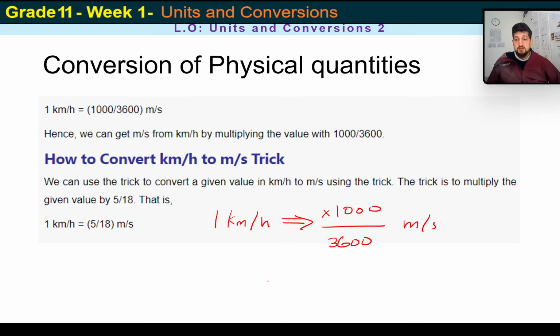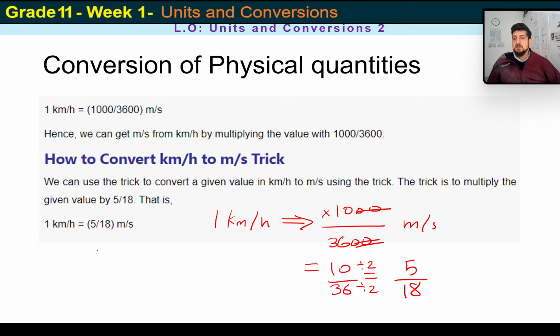And this here can be simplified. So it can be simplified to 10 over 36 if we cancel the two zeros. Which can further be simplified if I divide by 2. It can further be simplified to 5 over 18. So what does that mean? Wait a minute. What does that mean?